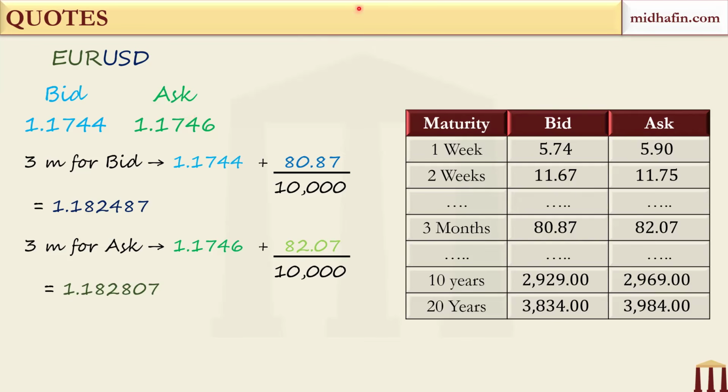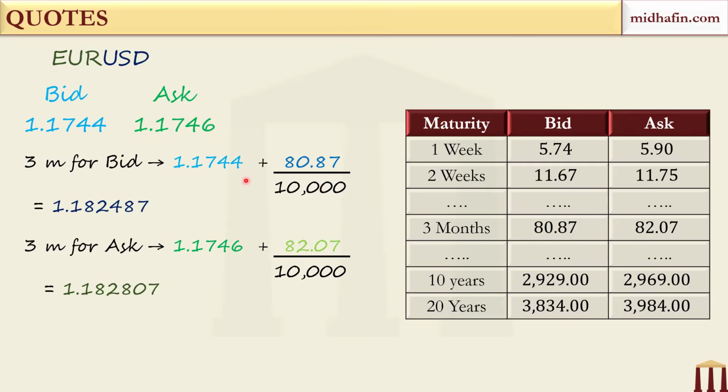What is the initial bid-ask spread? For the spot, I am asking. What is the bid-ask spread for spot? 0.0002, absolutely. Okay. And what is the bid-ask spread for 3-month forward?